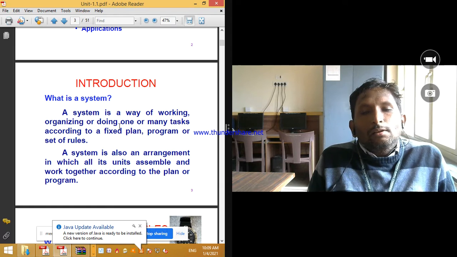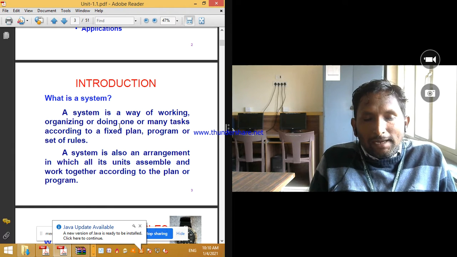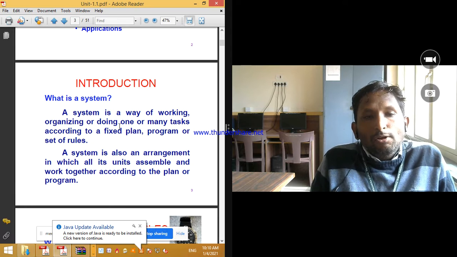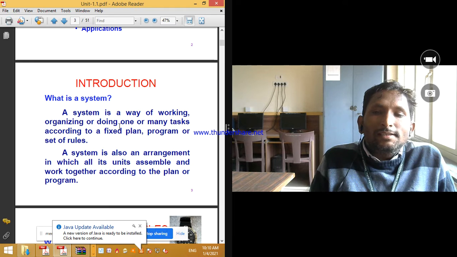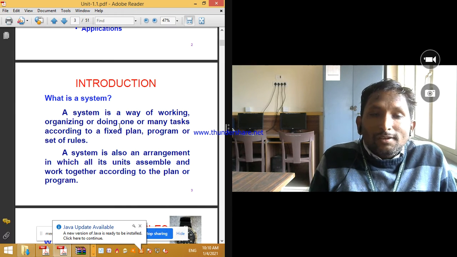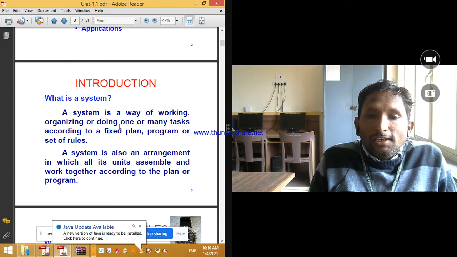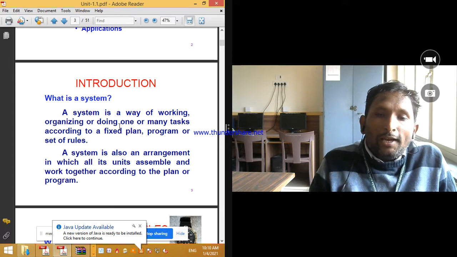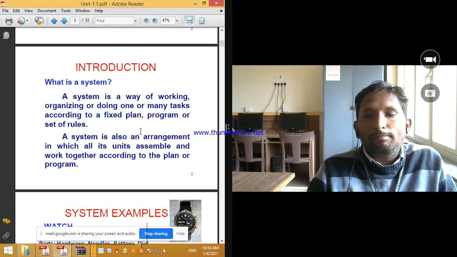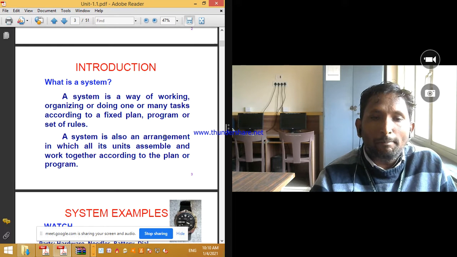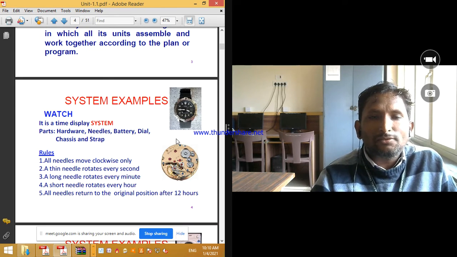So that's why, whatever question I raised from my side, why there is a need of embedded systems, for this purpose there is a need of embedded systems. For what? If we want to execute a fixed plan, a fixed program in a repeated manner, in that case an embedded system is required. The system is also arranged so that all its units assemble and work together according to the plan or program. This is a simple definition that is a part of our first lecture, the introduction of embedded systems. Here are some examples given.